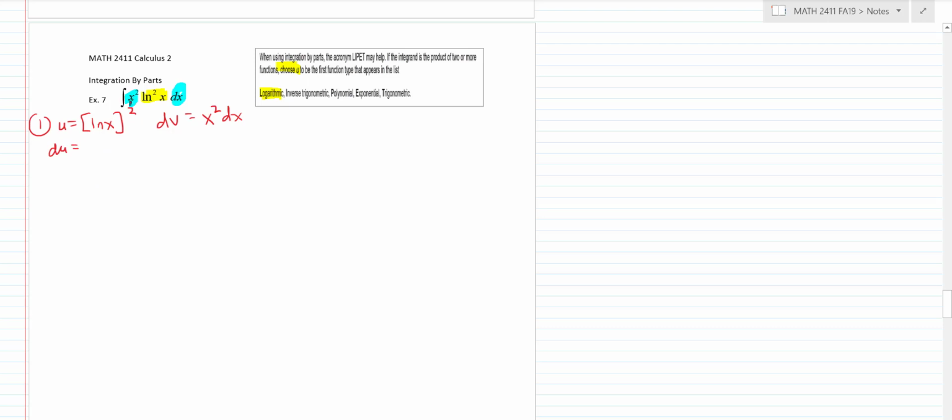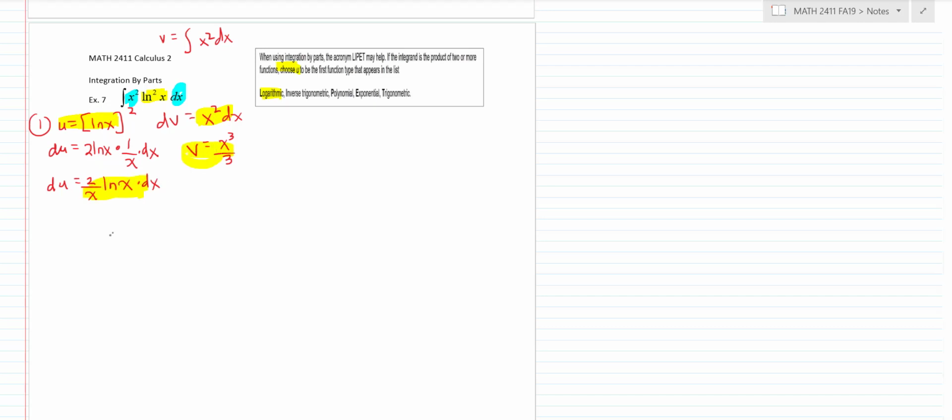du, we need to do the derivative. By chain rule, that would be 2 times ln of x to the first power times the derivative of what's inside, which is 1 over x. So I would end up getting du is equal to 2x ln of x times dx. Okay, and then we have to do v. So v is the integral of x to the second dx. So you want to get that done. All right, so what is that? By power rule, that is x to the third over 3 would be v. Okay, so we've got everything we need. This is u, this is dv, this is du, and that's v.